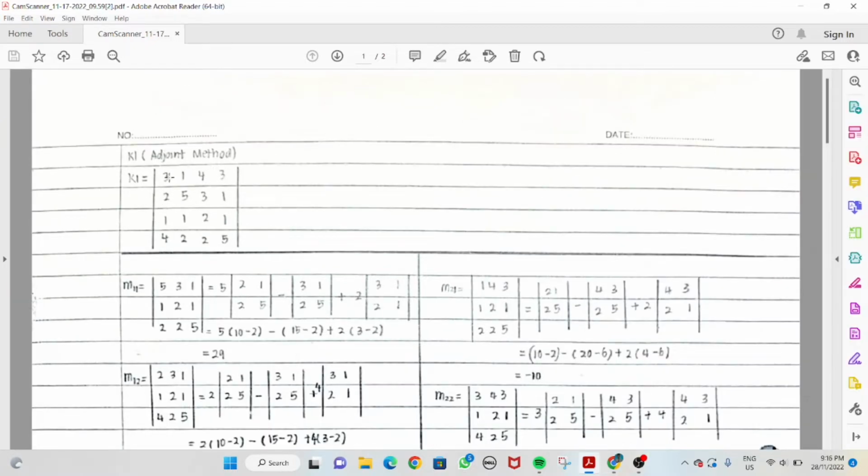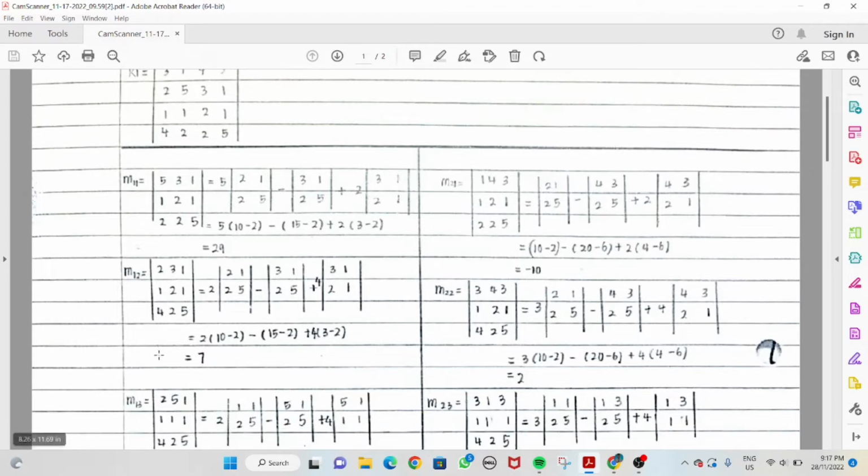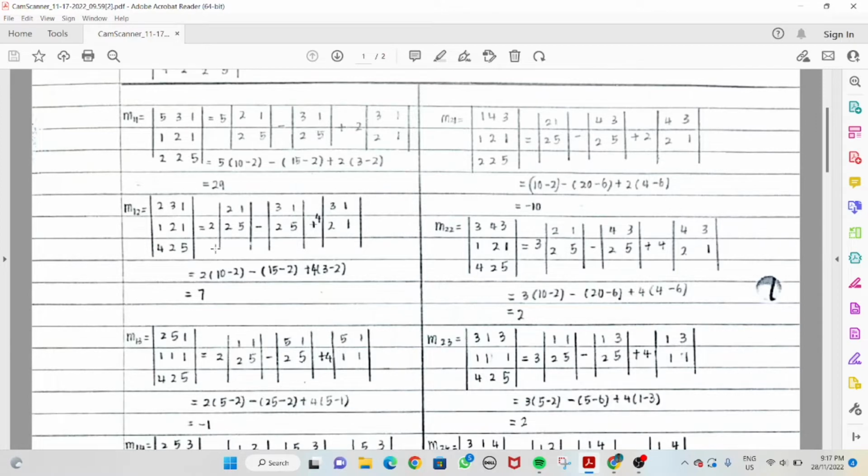For this, we will delete row 1 and column 1 and we will get the answer 531, 121, 225. Then we will find its determinant, which will then be the answer for the position M11 in the minor. So, we will apply this method to each position, which is M11, M12, M13 and so on. So now I will explain each of the answers. So M11 is equivalent to 29.